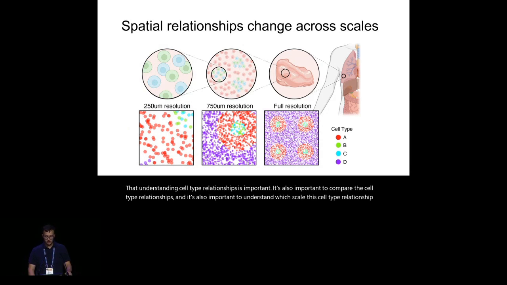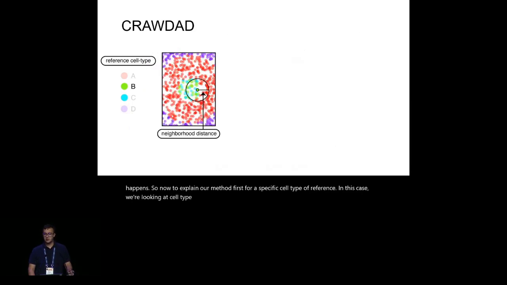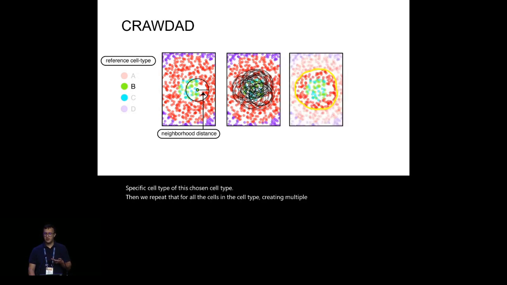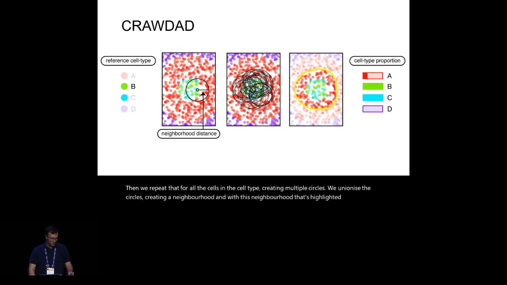Now, to explain our method: first, for a specific reference cell type, in this case cell type B, we choose a neighborhood distance, and we draw a circle around the cells of this chosen cell type. Then we repeat that for all the cells in the cell type, creating multiple circles. We unionize the circles, creating a neighborhood. And with this neighborhood, highlighted in yellow, we calculate the proportion of all other cell types inside the neighborhood. Now we have the original proportion of cell types inside the neighborhood.